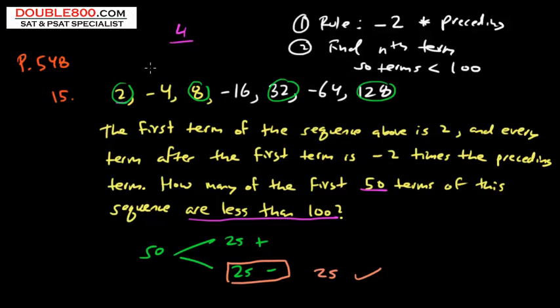So positive term, 2, that's less than 100. All right, so that's 1. 8, that's less than 100, that's 2. 32, that's less than 100, that's 3. And already 128 does not work, it's greater than 100, so it's just 3 positive terms that work, and we add the 2 together, and the answer is 28.